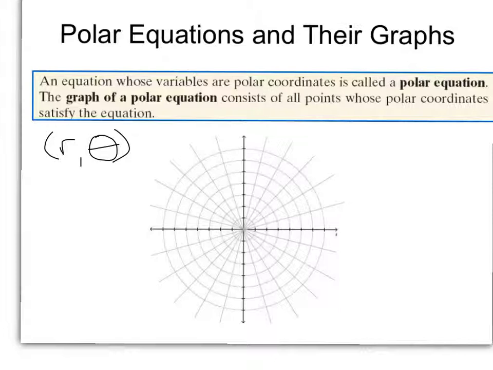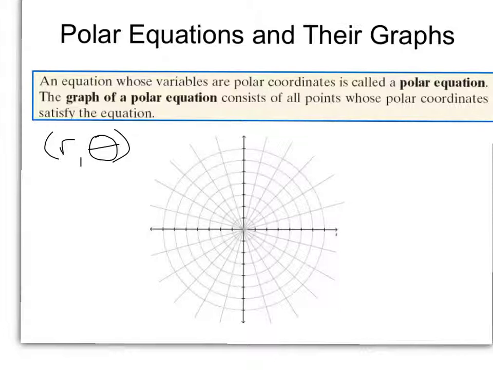All right, and so I want to see r and theta. If an equation is composed of those two variables and their meanings, then I'm going to call that a polar equation, as we discussed before. The graph of a polar equation consists of all the points whose polar coordinates satisfy the equation. Remember, the purpose of graphing is so that we can see all of the points that satisfy that equation, all of the solutions of that equation.